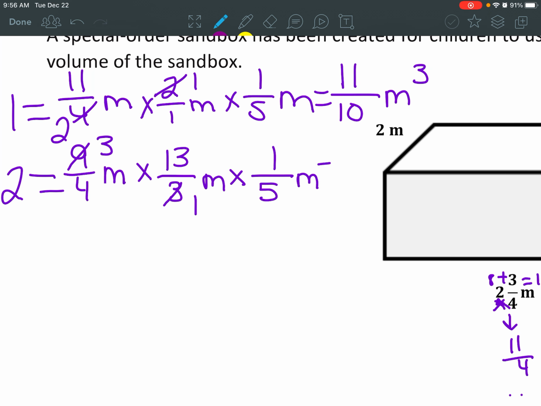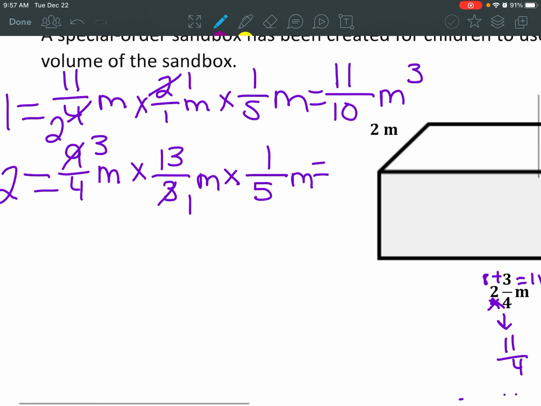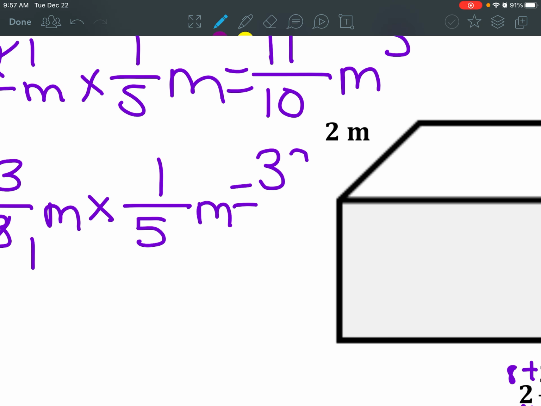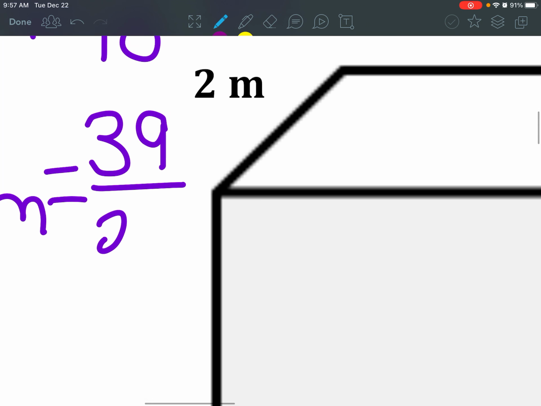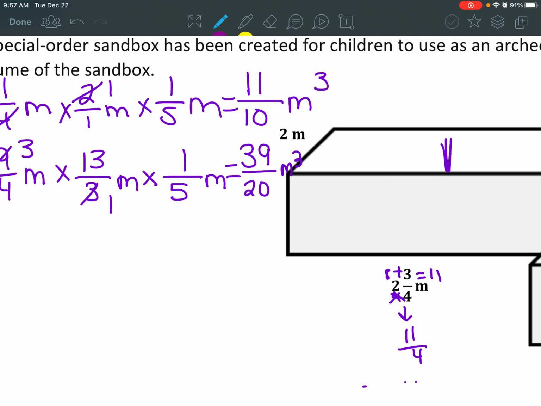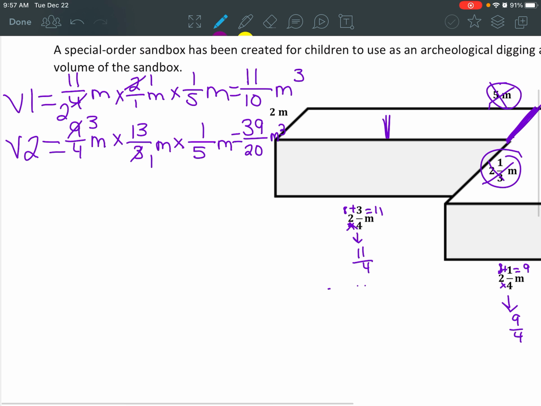So we have 13 times 3, and that's 39. 39 times 1 is still 39. And now we have 4 times 5 times 1 is 20 meters cubed. So now we need to add these together.